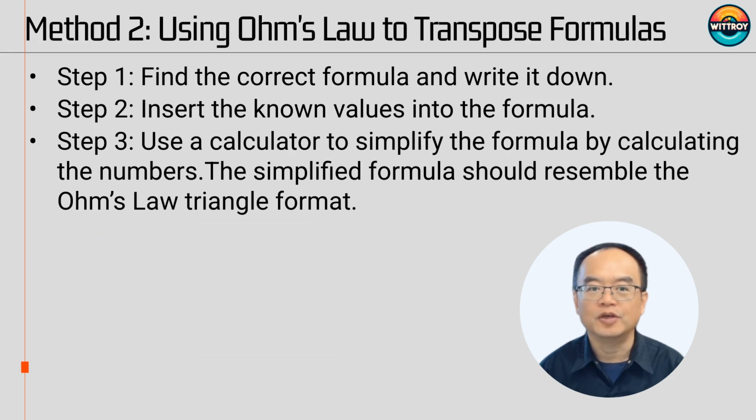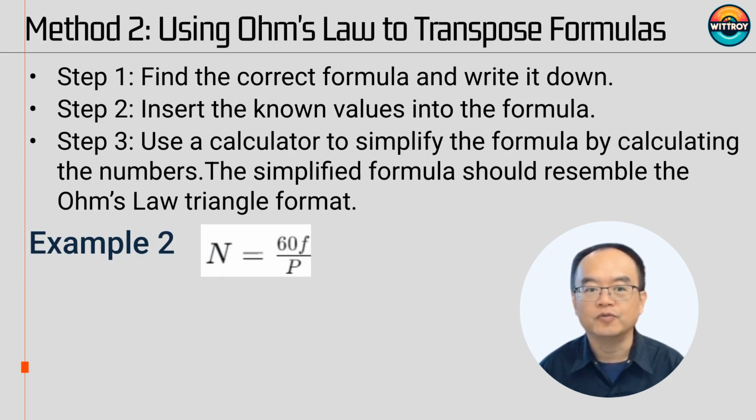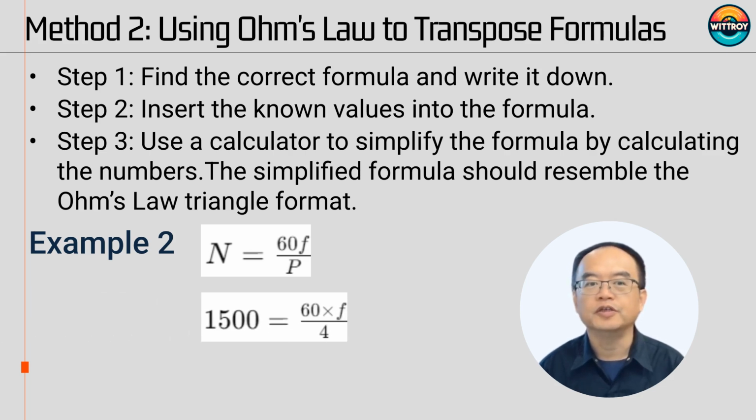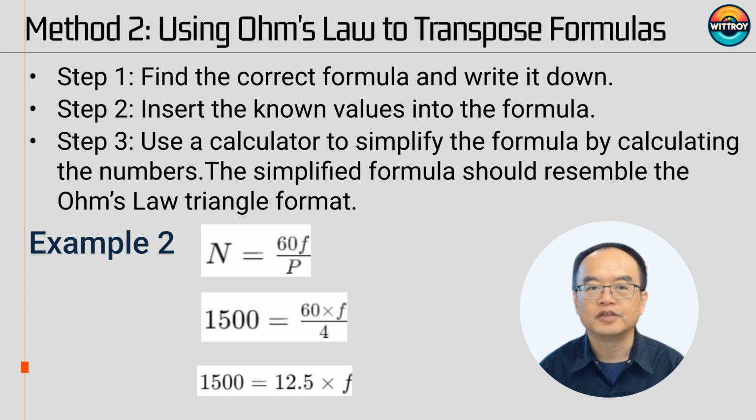Let's work on the second question. Example 2. It is also about motor speed calculation. Step 1. We find and write the formula N equals 60 F over P. Step 2. Insert the given variables numbers. 1500 equals 60 times F over 4. Step 3. Use a calculator to calculate the numbers. Now we get the simplified formula 1500 equals 12.5 times F. You can see the simplified formula resembles the Ohm's law triangle format, V equals I times R.